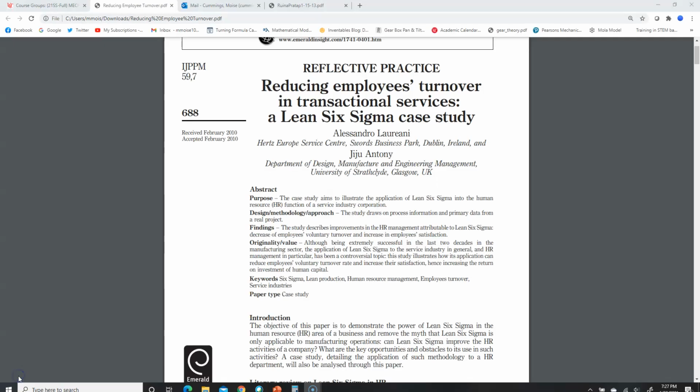All right, so this is the case study that we're looking at. If you wanted to look it up yourself, you can go and get this information.